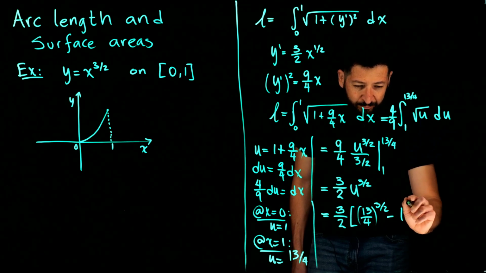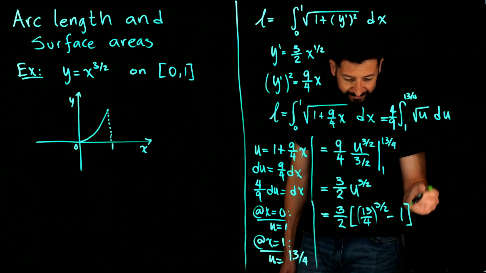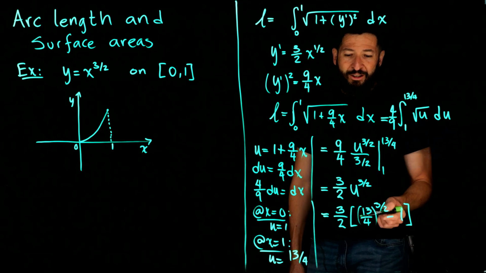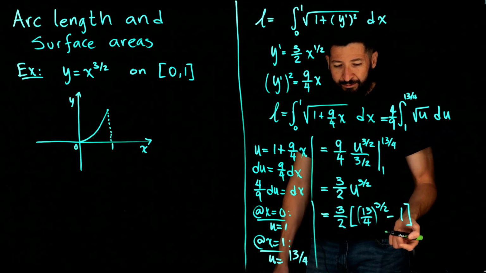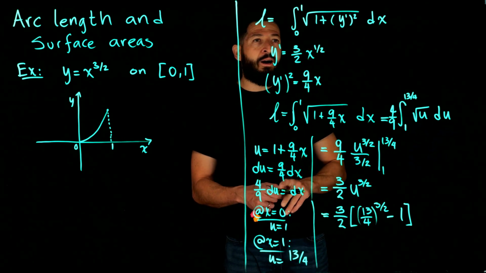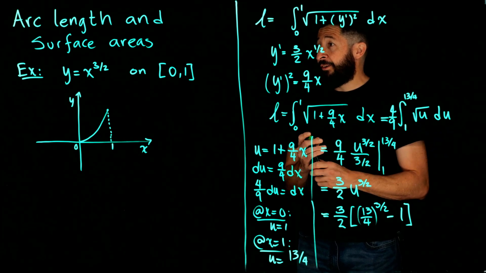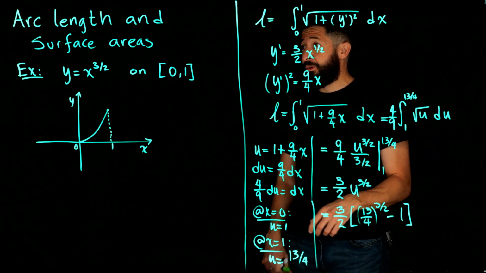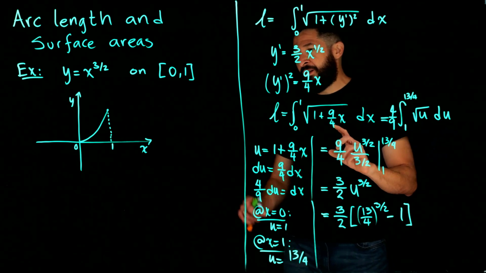And then 1 to the 3/2. We're going to leave it like that, just because it's not going to get much prettier. So as I said, 13 square root of 13 over 8. I said 4 before, it was 8. Minus 1. All right, so that's how you solve them, however. All right, let's do another one of these, and then we're going to move to surfaces. And the surfaces are the surface area of the solids of revolution.